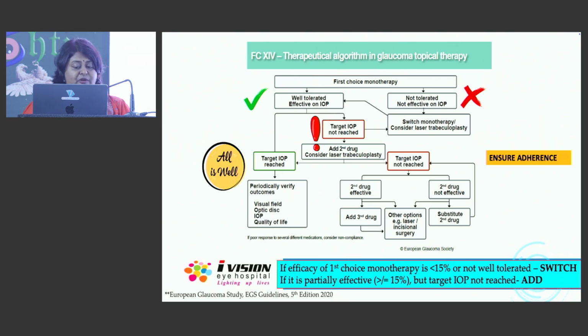If the efficacy of the first choice of monotherapy is less than 15% or it is not well tolerated, you have to switch the medication. You should not add medication at that point. If it is partially effective, if the effect is more than or equal to 15%, but the target IOP is not achieved, that is the time when you should add another medication.